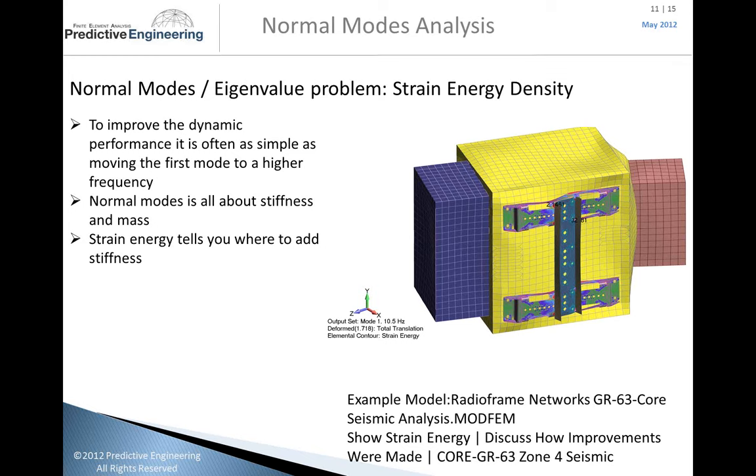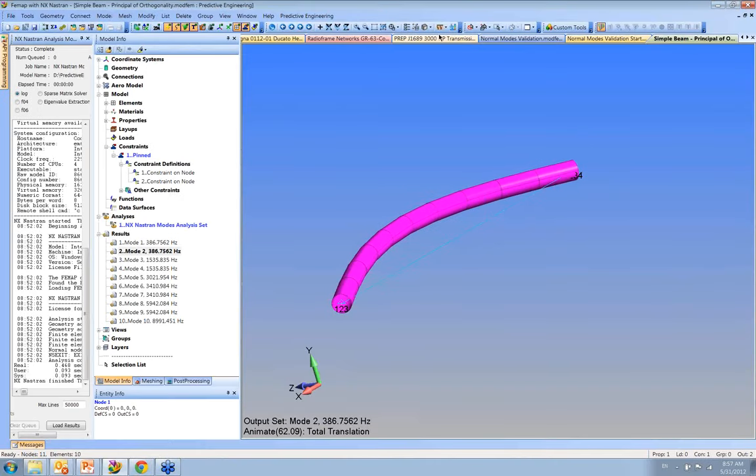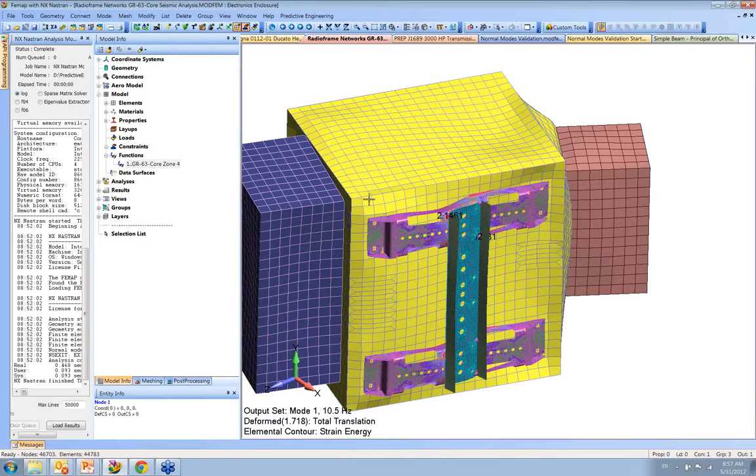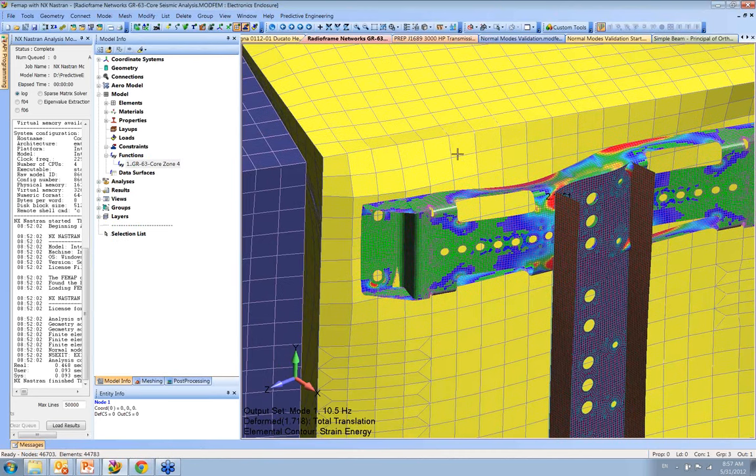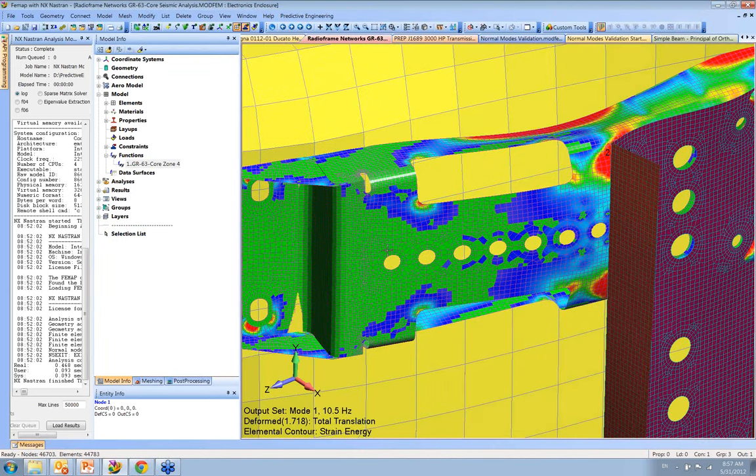What you're doing is locally addressing the problem. You're not hitting it with a sledgehammer. You're pinpointing the areas that you want to reinforce. And that's the utility of the strain energy approach. Okay, so here's the model, and it's just a very simple thing.